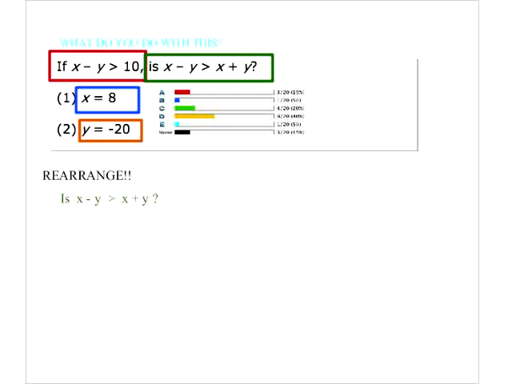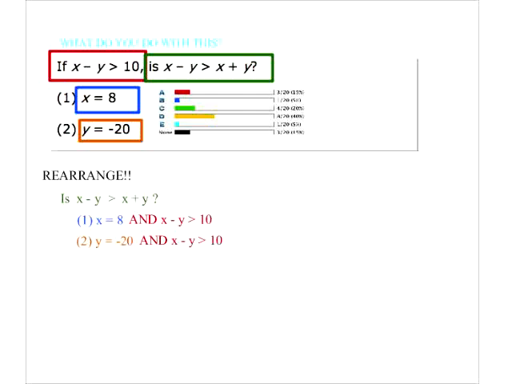Statement one is not just x equals 8. It's actually x equals 8 and what else? Please tell me in the text box. Yeah, it's the blue and the red part. It's x equals 8 and x minus y is greater than 10. And then statement two, you have to do the same sort of thing. Statement two is y equals negative 20, and then adding in the red part, x minus y is greater than 10.